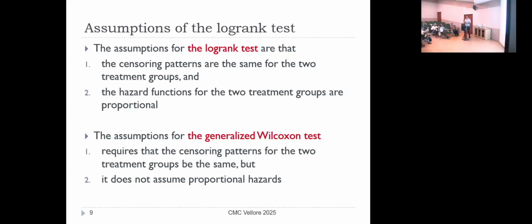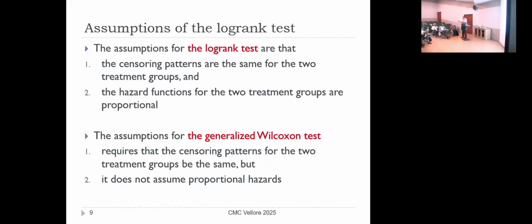So the log rank test has certain assumptions, like every statistical test. So the censoring patterns are the same for the two treatment groups, is one of the issues that they worry about. And one little known one is that the hazard functions for the two treatment groups are proportional.